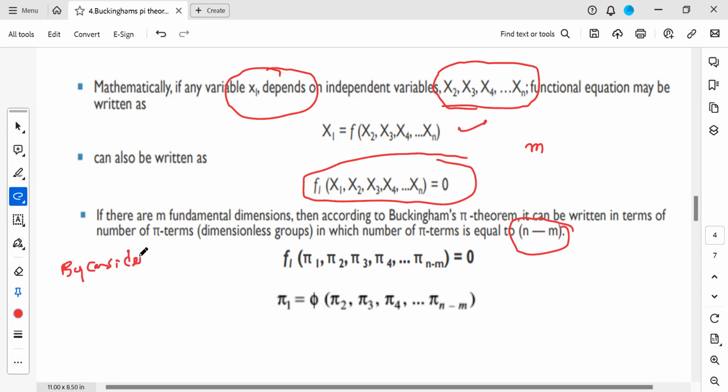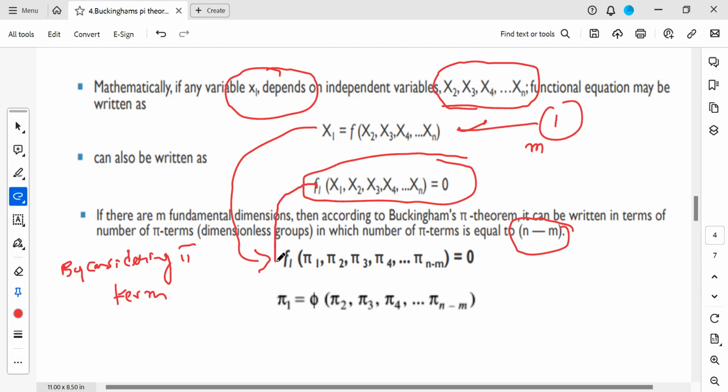So by considering the pi terms now, the equation 1 is this. Let us call it equation 1. By considering pi terms, the equation will be transformed to this: F is a function of pi 1, pi 2, pi 3, pi 4 up to pi n minus m, equal to 0.